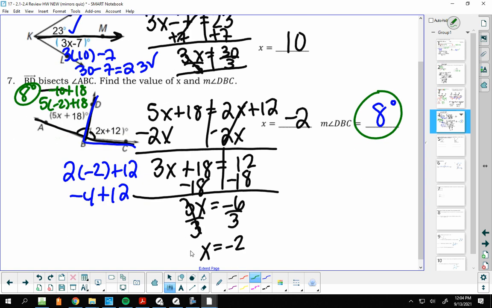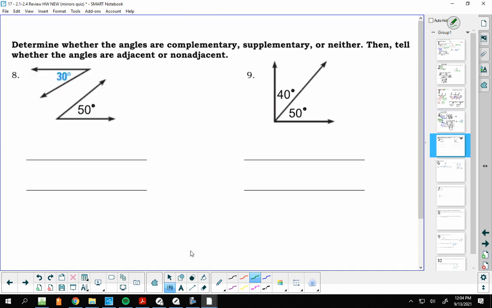Okay. All right, complementary angles add up to how many degrees? 90. And supplementary adds up to 180. Adjacent means right next to each other, where they share a common vertex and a common side. Non-adjacent means they don't share a common vertex and a common side, and they're not right next to each other.